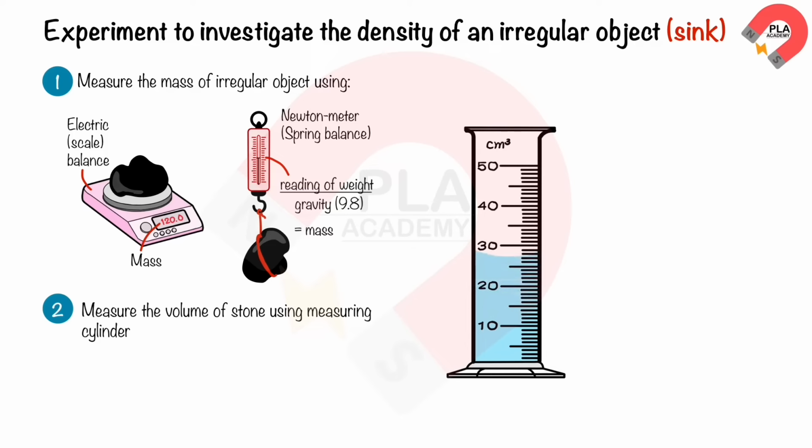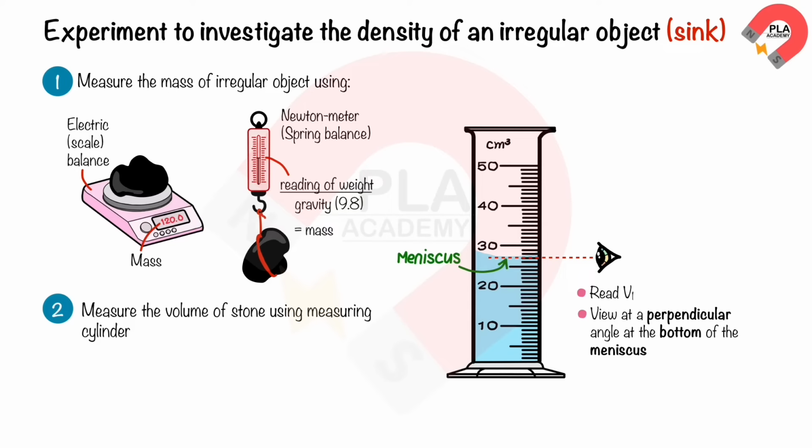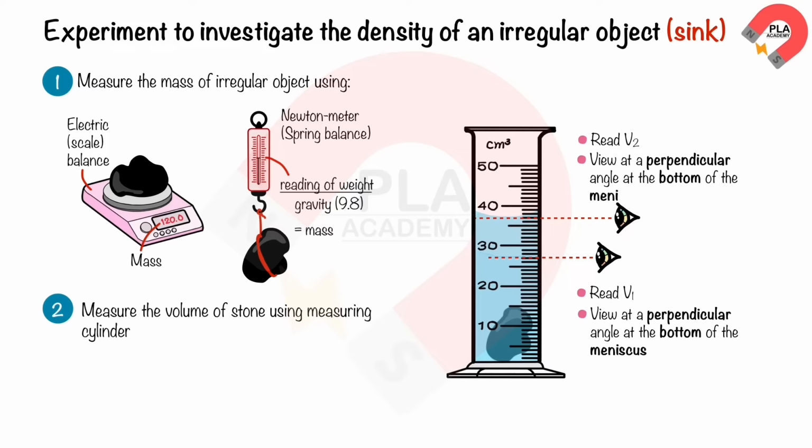Fill the measuring cylinder with water. Read the initial volume, V1, by viewing the scale at a perpendicular angle at the bottom of the meniscus as shown. Carefully place the stone into the water. The water level rises, as shown. Read the final volume, V2, by viewing the scale at a perpendicular angle at the bottom of the meniscus.